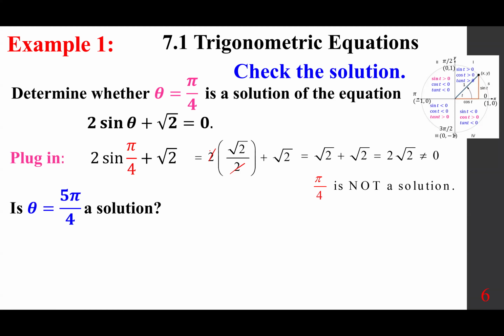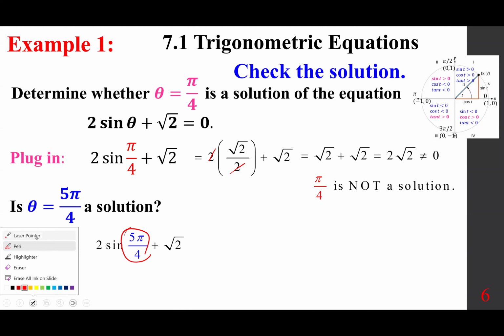What about 5 pi over 4? We are going to plug in. Now, 5 pi over 4, bear in mind, the reference arc, it's still pi over 4. So it has the same value, but is it positive or negative? Depends on the quadrant. 5 pi over 4 puts us in this third quadrant where sine is negative. So the same value, but negative. That means square root of 2 over 2, make it negative.